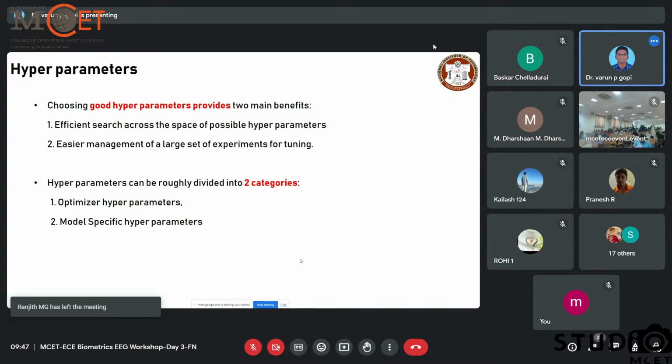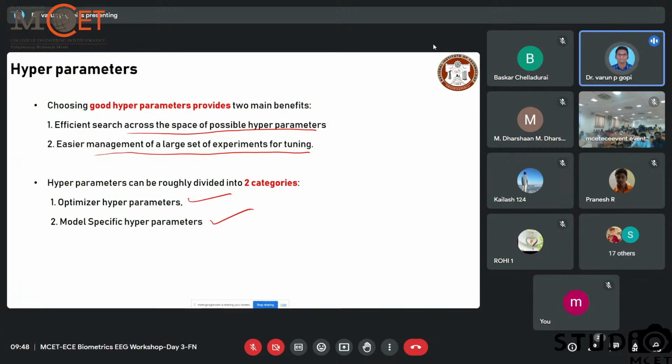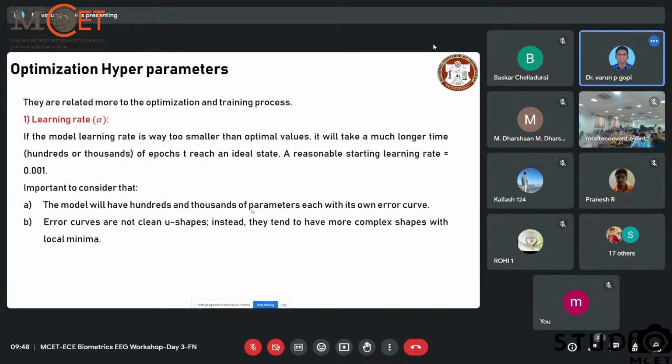And why do we go for hyperparameters? Because choosing good hyperparameters provides two main benefits. The first is efficient search across the space of possible hyperparameters, and the second is easier management of a large set of experiments for tuning. And there are two sets of hyperparameters. The first one is optimizer hyperparameters and the second one is model hyperparameters. These are the two sets of parameters we need to tune.